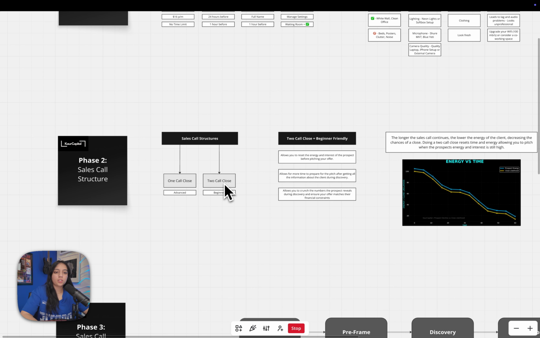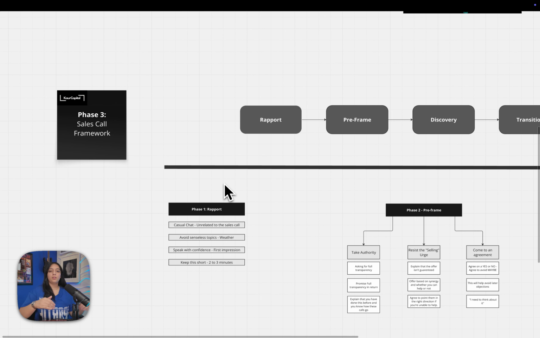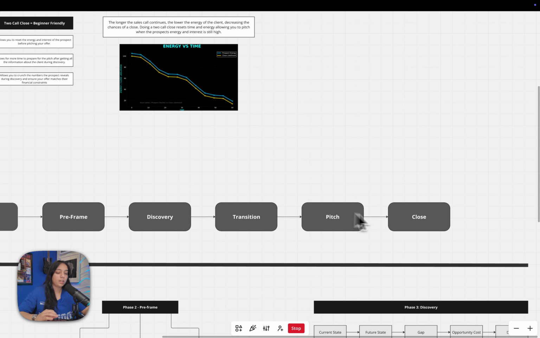So now that you're prepared to take sales calls and you understand what structure you're going to use, you need a framework that really dives deep into each part of a sales call and what the key outcomes are that you need from each part to eventually close that client in the end. Now, the layout of a sales call is as follows: rapport, pre-frame, discovery, transition, pitch, and then close.